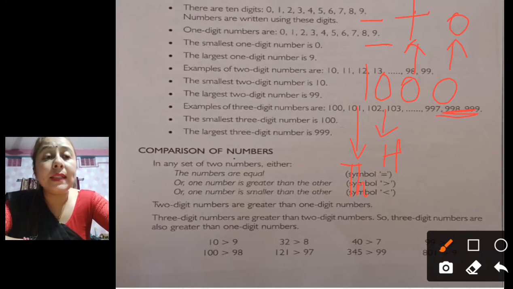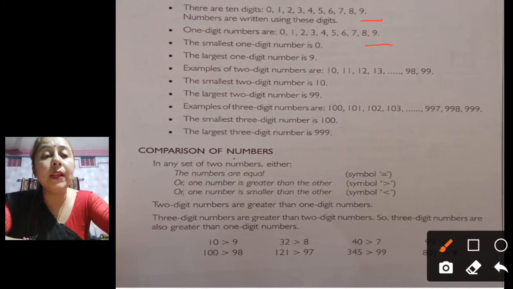Now from 10 to 99 there are two digit numbers because we will be talking about ones and tens. Okay children, so let us see. One digit numbers are 0 to 9. The smallest one digit number is 0 and the largest one digit number is 9.